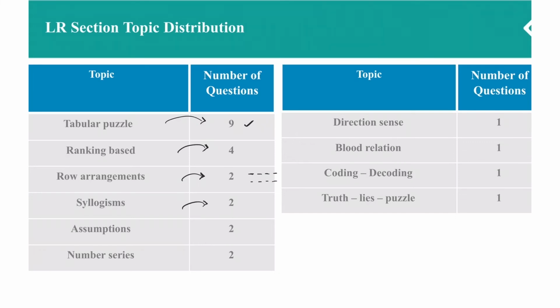2 questions from syllogisms, 2 from assumptions, 2 from number series, 1 from direction sense, 1 from blood relation, 1 from coding decoding, and 1 is a truth teller and liar kind of a puzzle. So total questions 25 coming from these various topics.